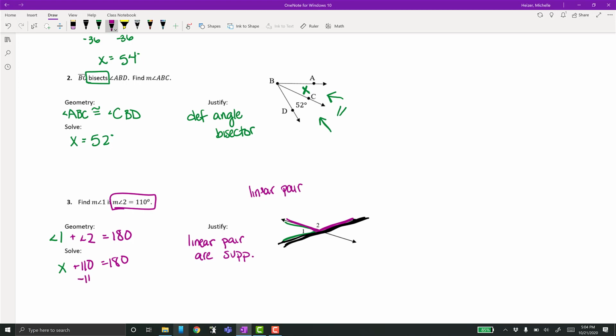So subtract from each side. So X equals 70, or you could say the measure of angle 1 equals 70 degrees. Either one would be fine there.